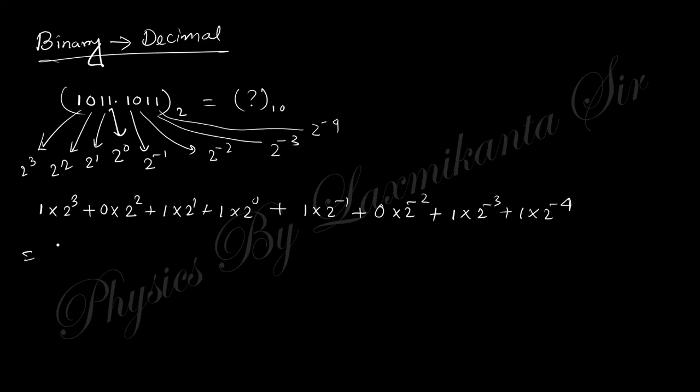So what is the value of 2 to the power 3? That is 8. This is 0 into something, which is 0. This is 2. 2 to the 0 is 1. Plus 1 by 2, that is 0.5. This is 0. This is 1 by 8, that is 0.125. And this is 0.0625. So what is the sum?